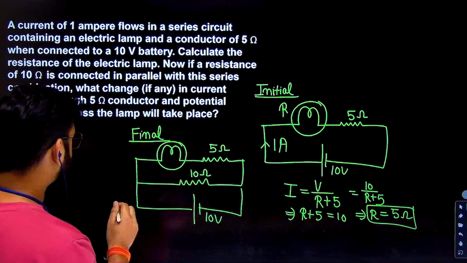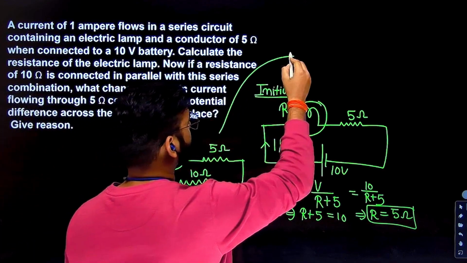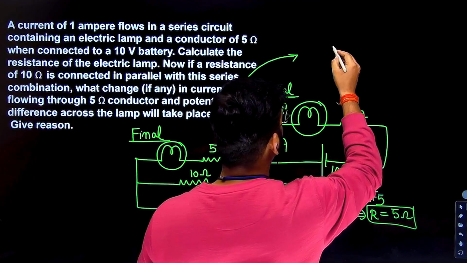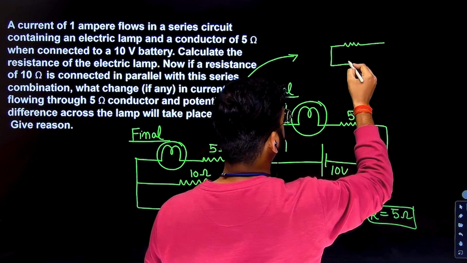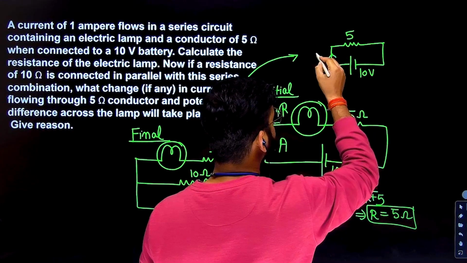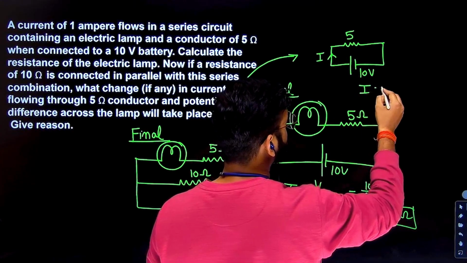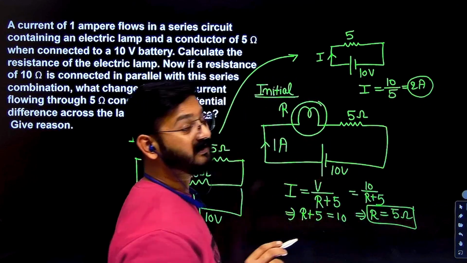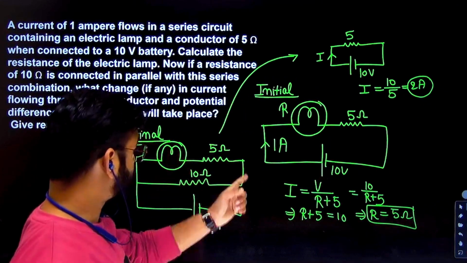If I draw the simplified circuit, let us draw the circuit here. This will be 5 and 5, 10, 10 and 10, 5. Correct? So this will be 5, which is connected with a battery of 10. What is the current in this? So current in this will be 10 divided by 5, which is 2. So in the second circuit, this is the total current.